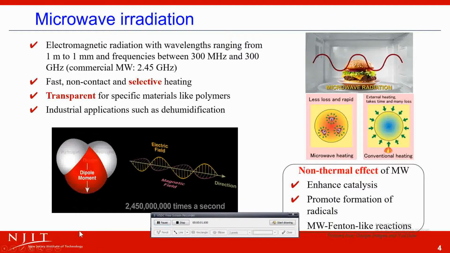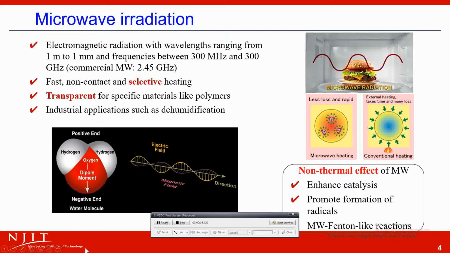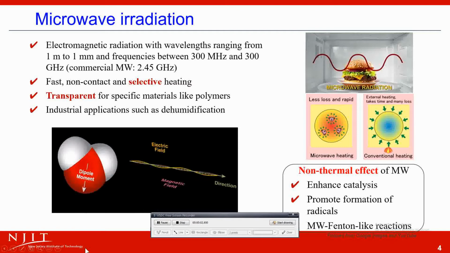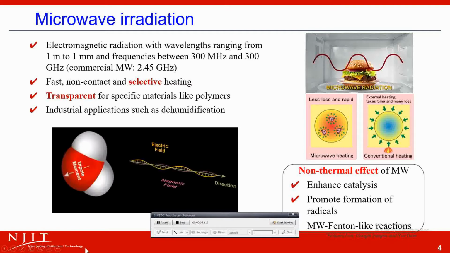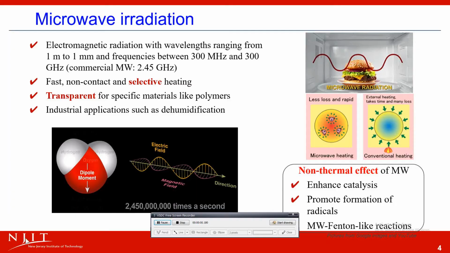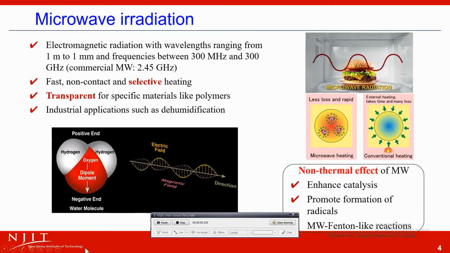Microwave radiation enables fast, non-contact, and selective heating. It is also transparent for specific materials like polymers. However, the most important is the non-thermal effect. It is reported that the non-thermal effects of microwaves, such as the electrical, magnetic, and chemical effects, greatly increase the formation of hydroxyl radicals due to the excitation of hydrogen peroxide molecules to higher vibrational and rotational energy levels, which is able to enhance catalysis, promote the formation of radicals, and induce the microwave Fenton-like reaction.